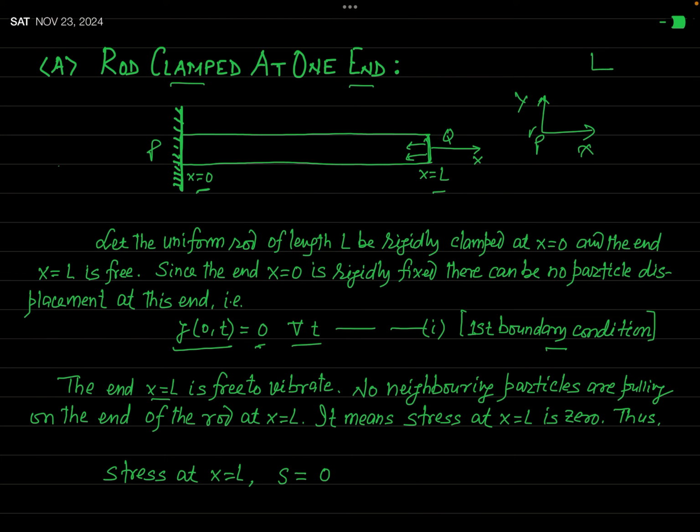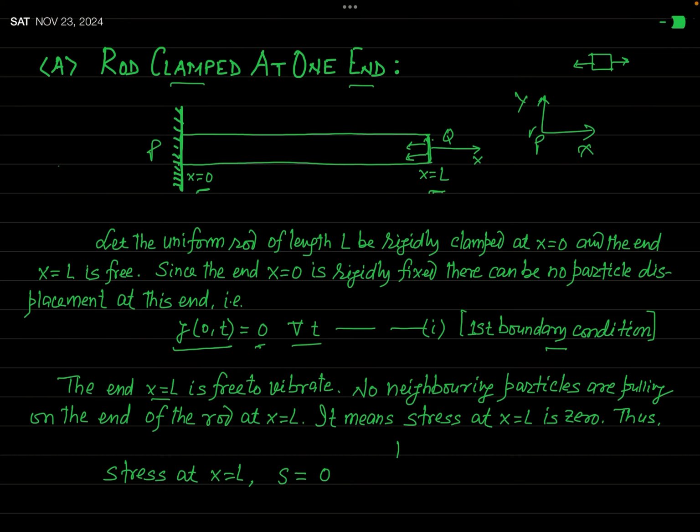But a rod or a body is under stress only when equal and opposite forces act on the body. So since at Q there is no particle on the right side to pull it, no stress will be produced at point Q. So point Q is stress free, and in this condition you can write that no stress acts at x equal to L.